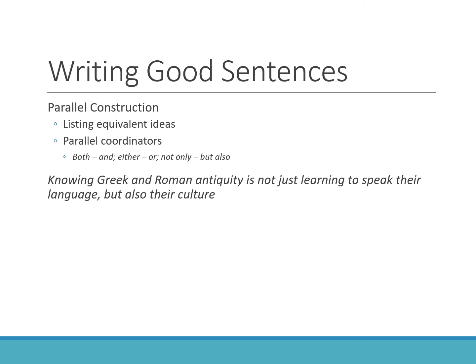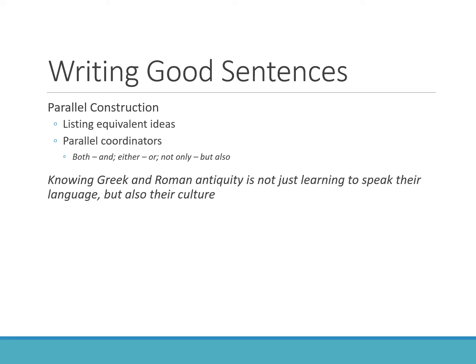I've got a couple examples. Here's one: knowing Greek and Roman antiquity is not just learning to speak their language, but also their culture. Okay, so we should be able to insert language and culture either way. We should be able to switch them around if they have parallel construction. But can we learn to speak a culture? No, that doesn't make sense.